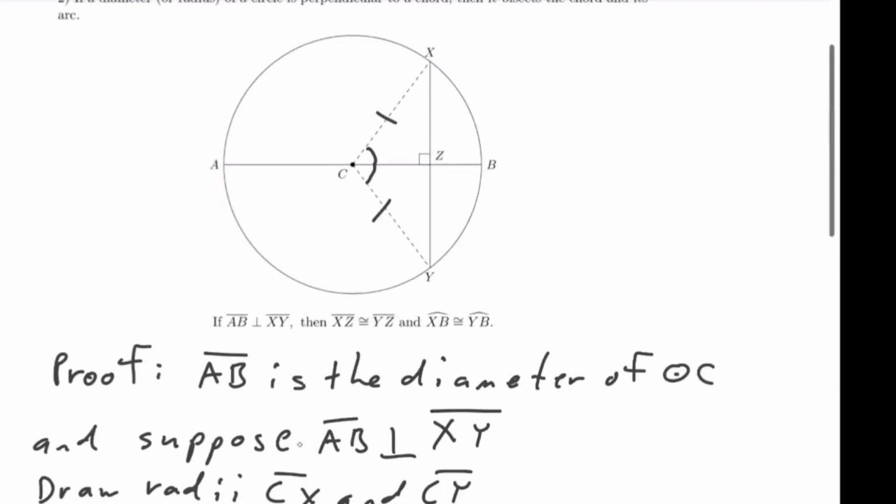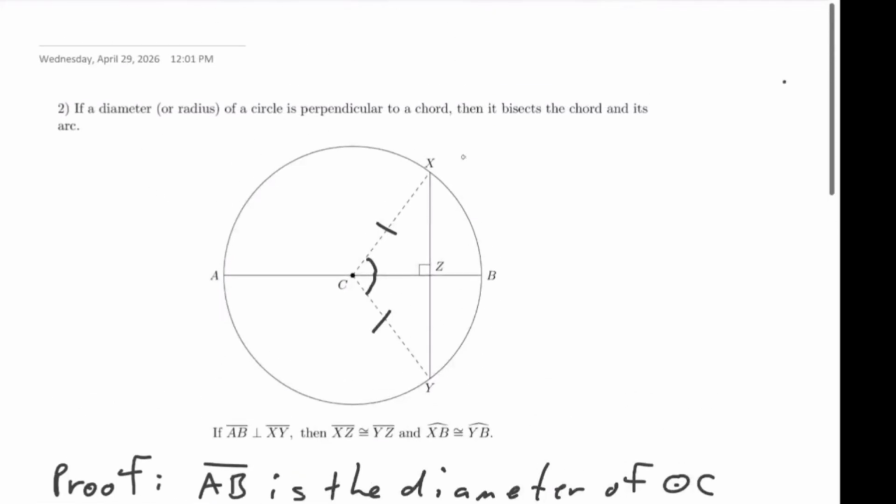So I've shown it using the hypotenuse leg theorem. I know that XZ is congruent to YZ and arc XB is congruent to arc YB, hence proving our theorem.